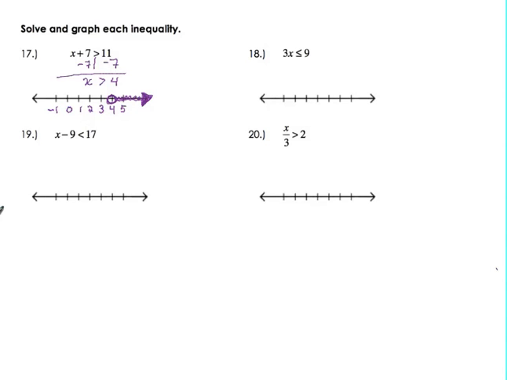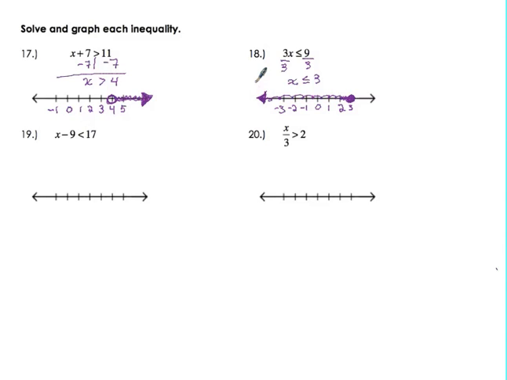Number 18, I have 3x is less than or equal to 9. I need to get rid of that 3. How do I do that? I need to divide both sides by 3. And I get x is less than or equal to 3. So fill in your number line. And I have x is less than or equal to 3. So is that a circle or a dot? That one's going to be a dot because it's got that equals to. And I can trust my inequality symbol because my x came first. So I'm going to the left.